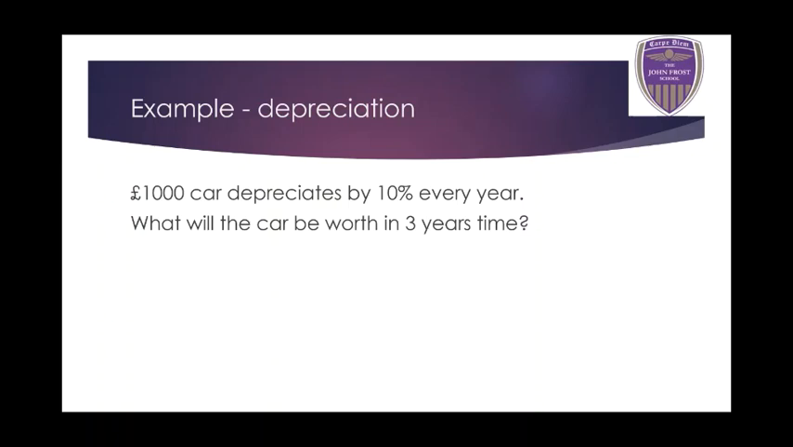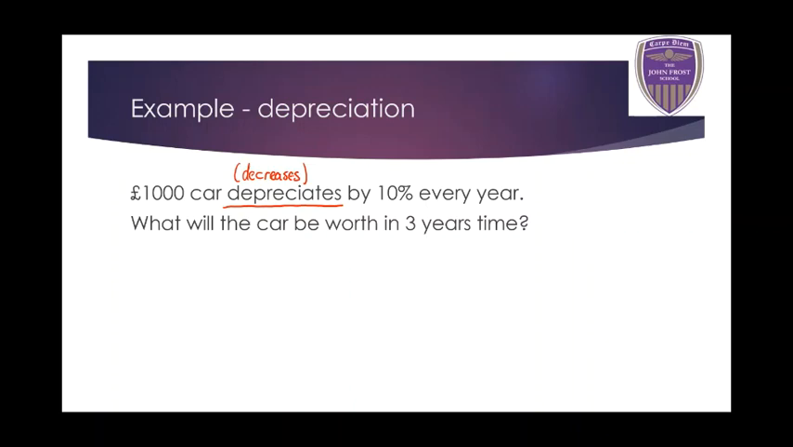Now, if we buy a car for £1,000 and the word depreciates appears, it basically means there's a decrease. When you buy a car, the minute you take it off the drive, that car is worth less than when you bought it 10 minutes ago. And that's just called depreciation. Everything depreciates, it loses value over time. So in this case, we've got a £1,000 car and it depreciates by 10% every year. What will the car be worth in 3 years' time?